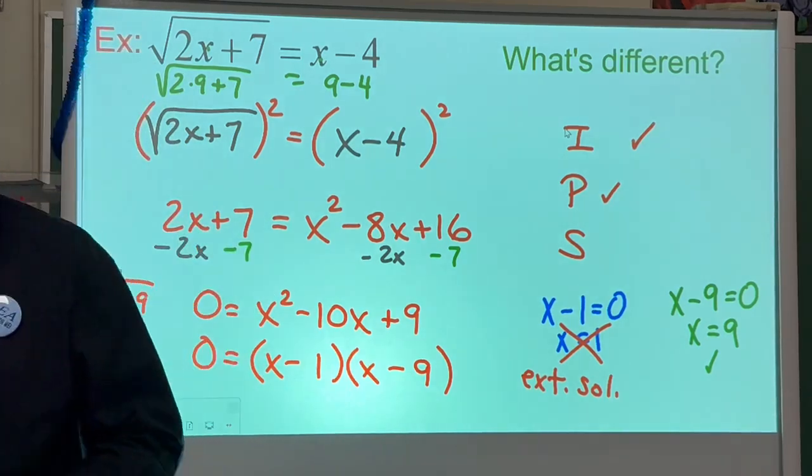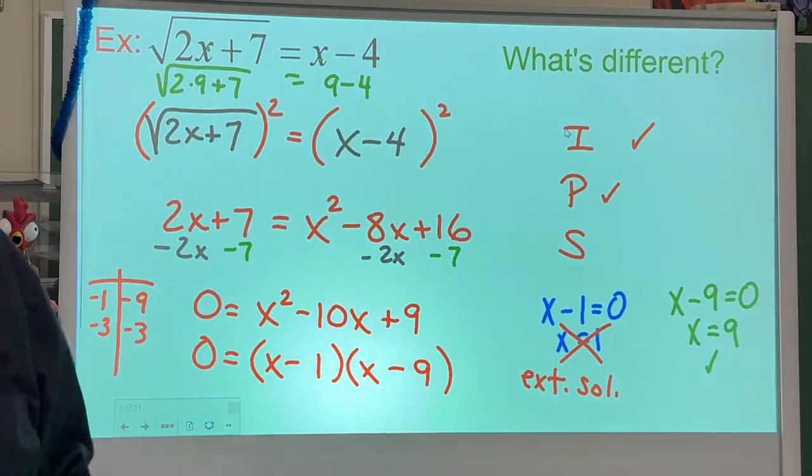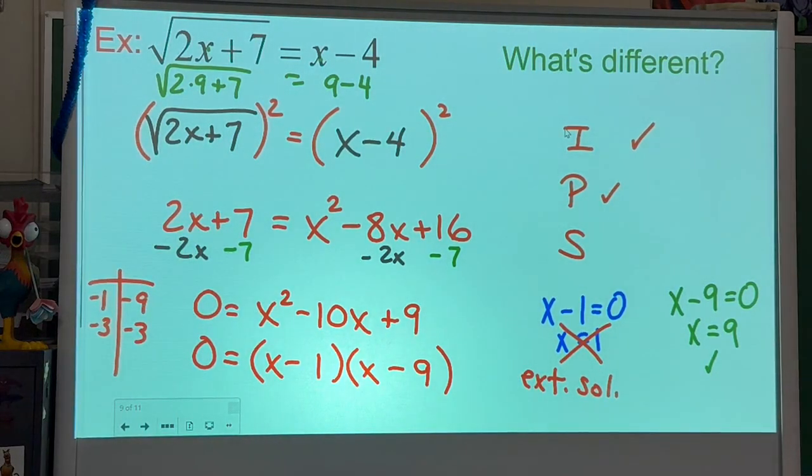One of them worked, one of them didn't work. That's often what happens when you have these multi-step equations involving radicals.